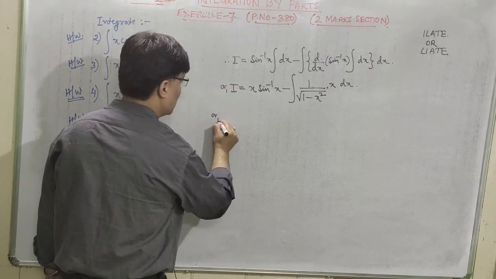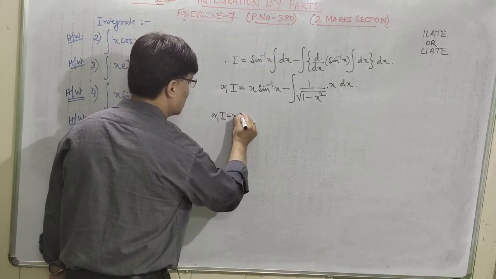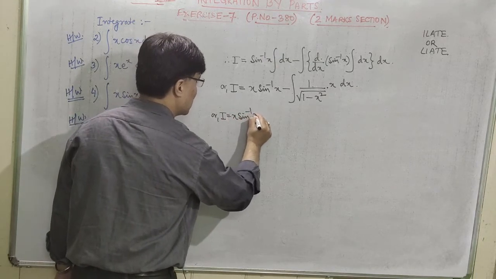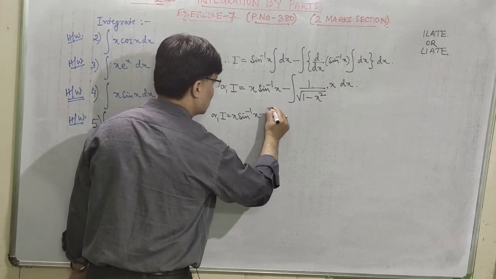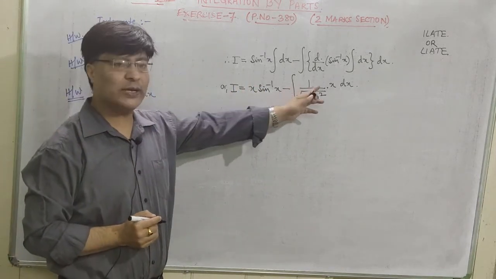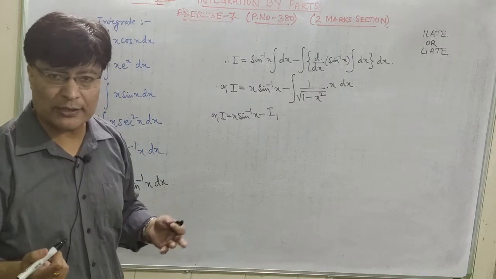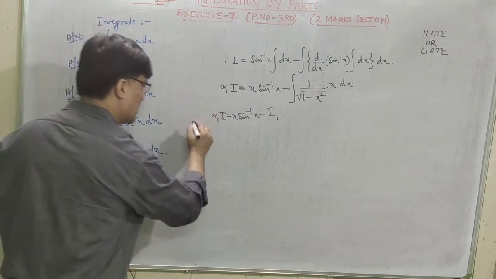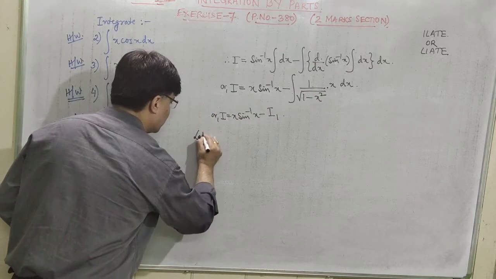dx. Now this is I is equal to x sine inverse x minus, let us write it as I1. Okay, that is integral of 1 into x, which is x, divided by root over 1 minus x square, then dx. So let us find out the value for I1 now.